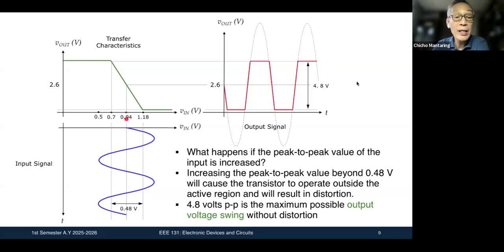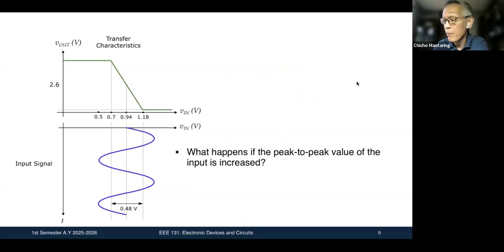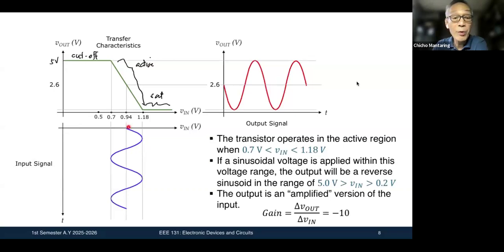So your DC component is now 0.94, and your time varying component, well, I don't like this example, is 0.48 volts peak to peak. Or if you want to express it in terms of amplitude, the amplitude is 0.24 volts. Amplitude is 0.24 volts. Peak to peak value is 0.48 volts.